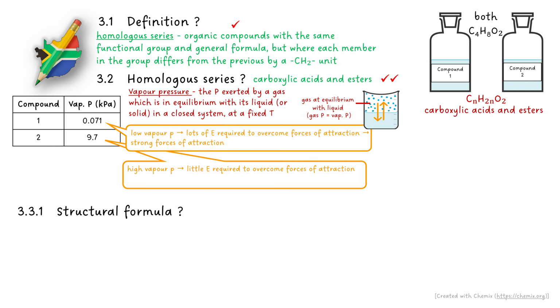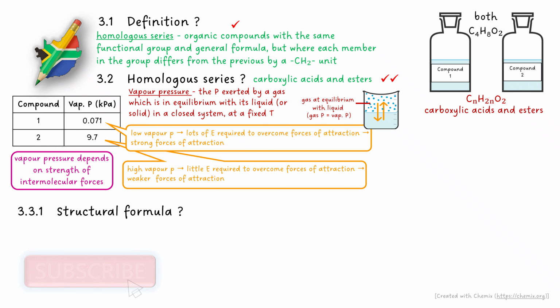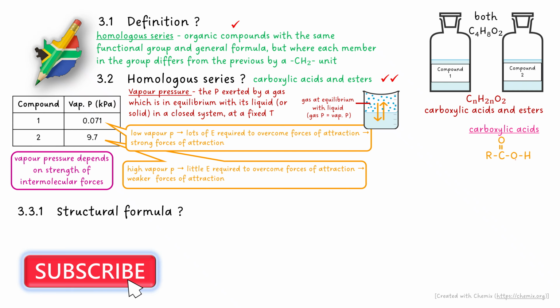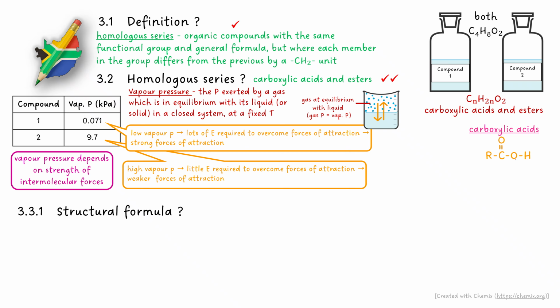Compound 2 has a high vapor pressure, which means that little energy is required to overcome the forces of attraction between molecules. So the intermolecular forces are weak. We can say that vapor pressure depends on the strength of the intermolecular forces of attraction. Now, this is the general structure of carboxylic acids, and this is the general structure of esters.